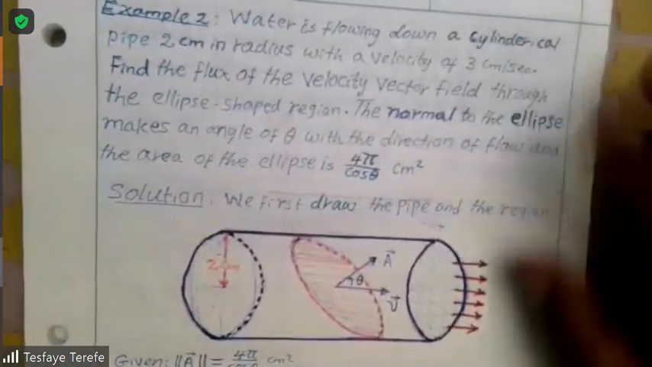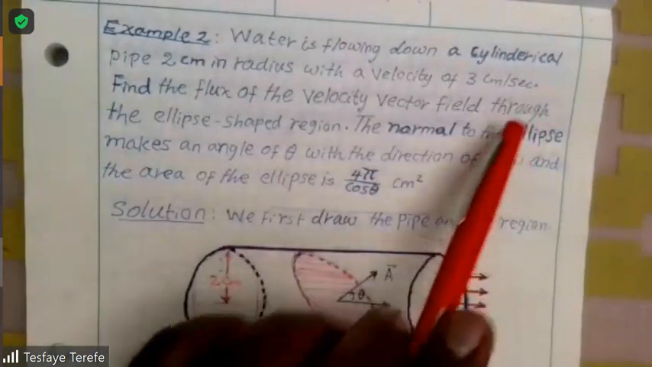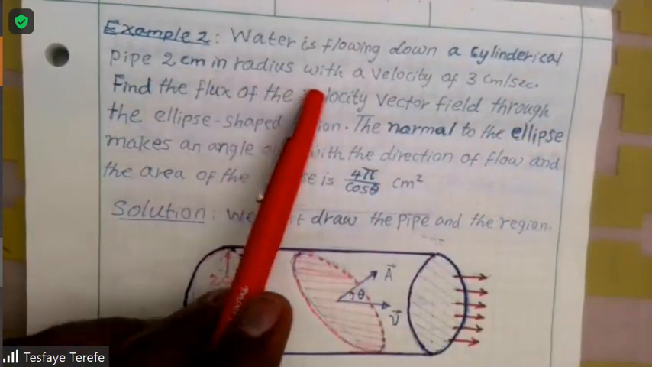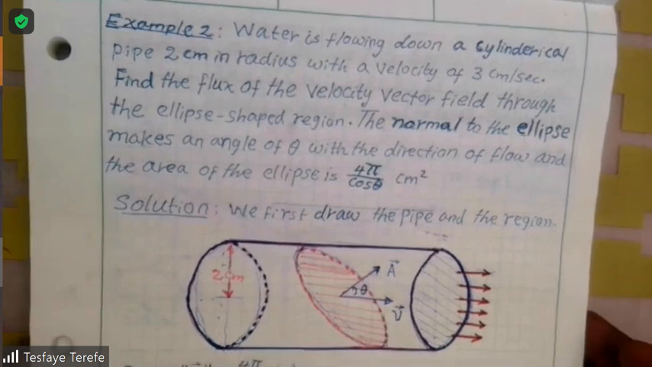And that example is, here it is. Water flowing down a cylindrical pipe, 2 centimeters in radius, with a velocity of 3 centimeters per second. Find the flux of the velocity vector field through the ellipse-shaped region. The normal to the ellipse makes an angle of theta with the direction of the flow, and the area of the ellipse equals 4 pi over cosine of theta centimeter squared. This example I took straight from your textbook.